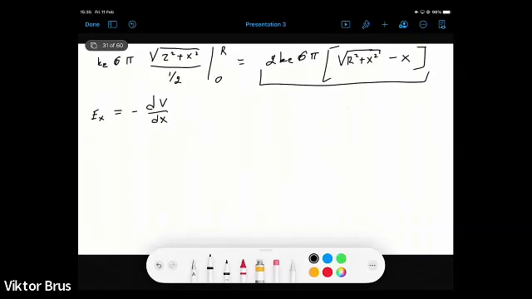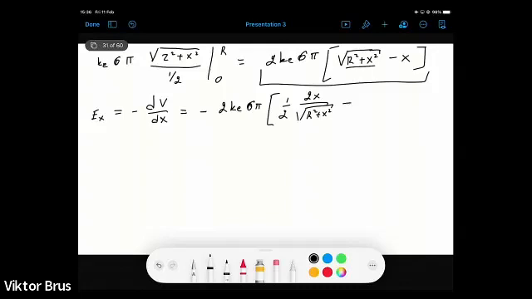Now let us take this derivative. So that will be minus 2 ke sigma pi times the derivative of the first term in the parentheses, which will be 1/2 times 2x divided by the square root of r squared plus x squared. So we take the derivative of this square root first, and then we multiply by the derivative of the argument under this square root. And that will be 2x, because capital R is a constant.